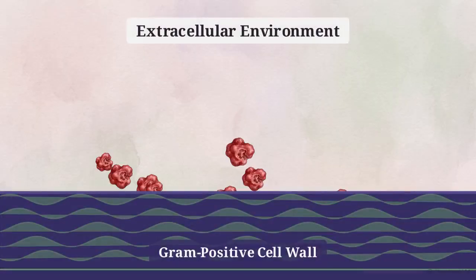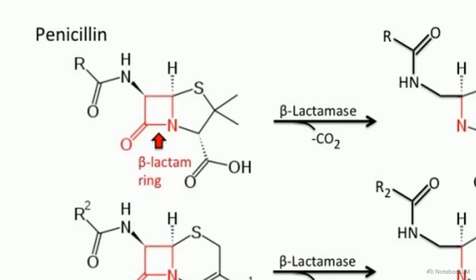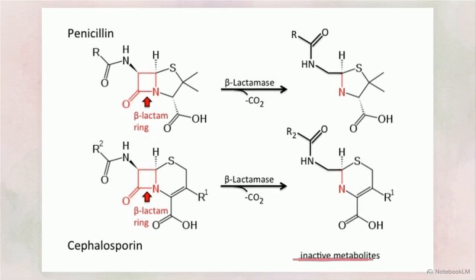These bacteria secrete a narrow-spectrum beta-lactamase, known specifically as penicillinase, into the extracellular environment. This enzyme targets and hydrolyzes the beta-lactam ring of the penicillin structure. This rapid hydrolysis permanently destroys the antibacterial properties of natural penicillins. The drug is dismantled before reaching the transpeptidase enzymes on the cell membrane.